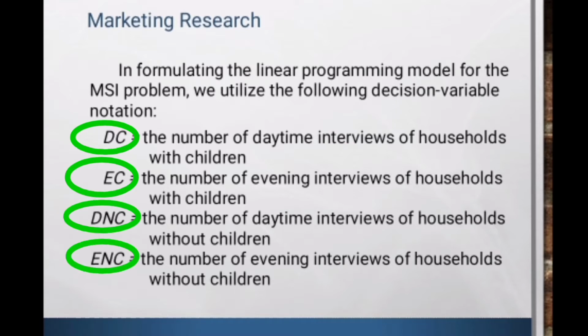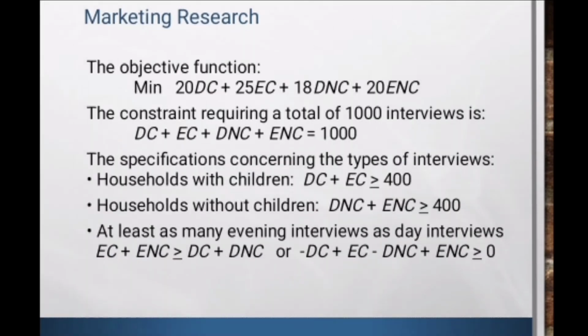DC is the number of daytime interviews of households with children, EC is the number of evening interviews of households with children, DNC is the number of daytime interviews of households without children, and ENC is the number of evening interviews of households without children. And of course, the objective is to minimize total cost. So the objective function is 20 DC plus 25 EC plus 18 DNC plus 20 ENC.